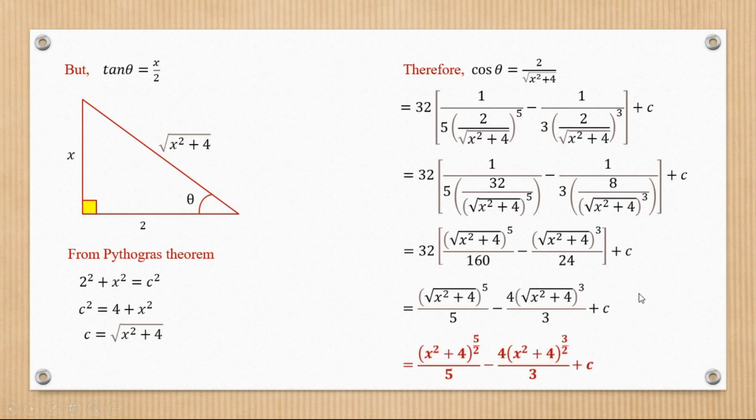Now what I can actually see next is, because this is a root, this is actually like having x squared plus 4 to the power a half. So I can have 5 over 2, so x squared plus 4 bracket to the power 5 over 2 minus 4 into x squared plus 4 to the power 3 over 2 plus c, and this is going to be our final answer.